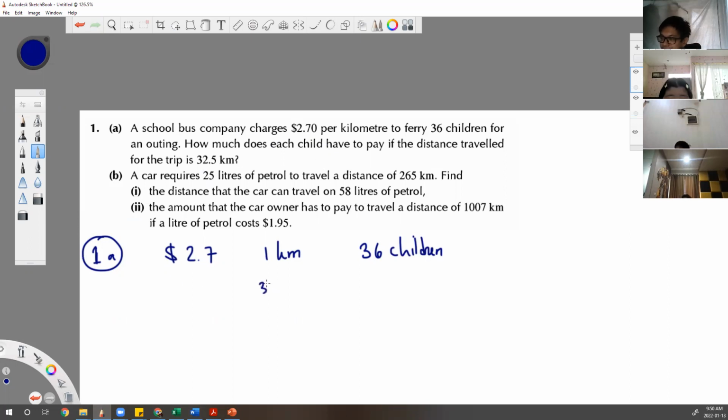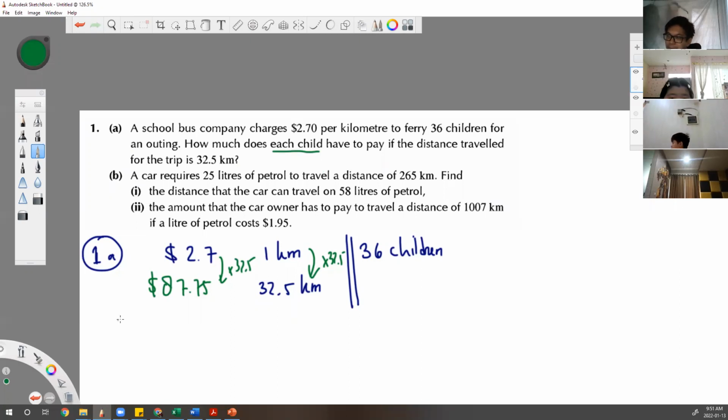Okay, 32.5, you split this first, don't see about the children first. You have to see the kilometer. So how much money? Times, right? Because 1 kilometer is $2.7, so you just times 32.5 here as well. So the further, the higher the price, of course, right? So 2.7 times 32.5. The answer will be $87.75.